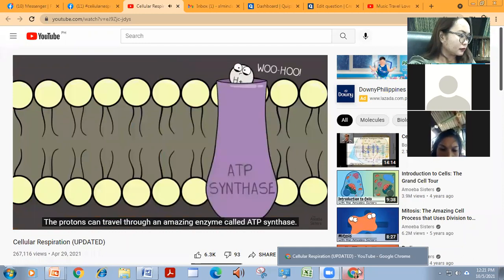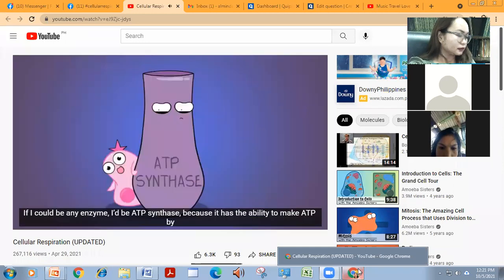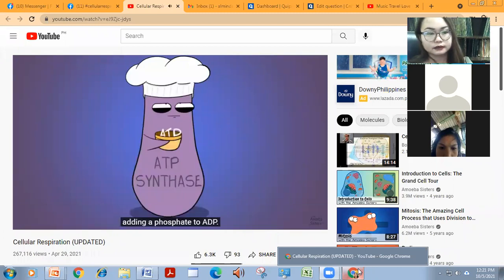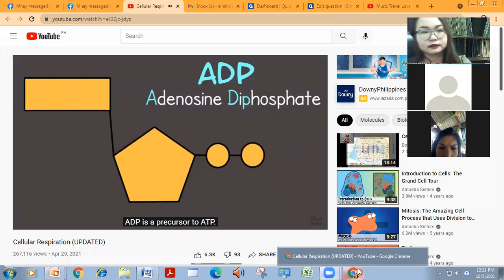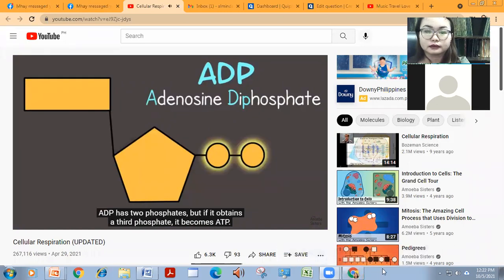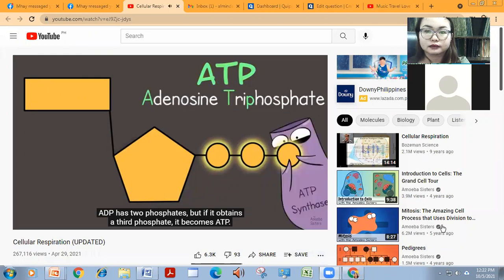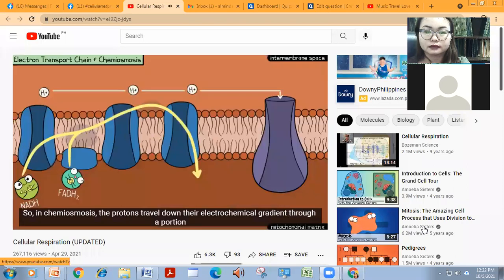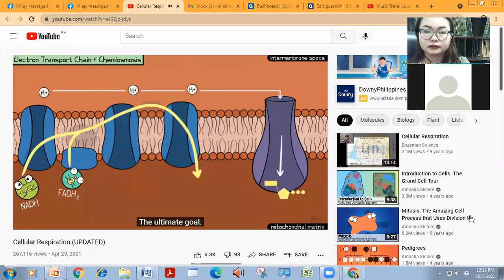The protons can travel through an amazing enzyme called ATP synthase. If I could be any enzyme, I'd be ATP synthase because it has the ability to make ATP by adding a phosphate to ADP. ADP is a precursor to ATP. ADP has 2 phosphates, but if it obtains a 3rd phosphate, it becomes ATP. So, in chemiosmosis, the protons travel down their electrochemical gradient through a portion of the ATP synthase, powering it to make ATP, the ultimate goal.